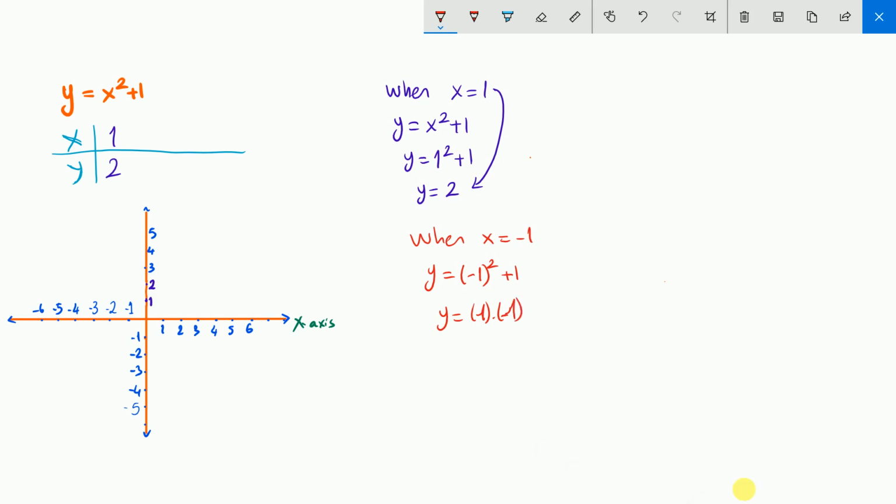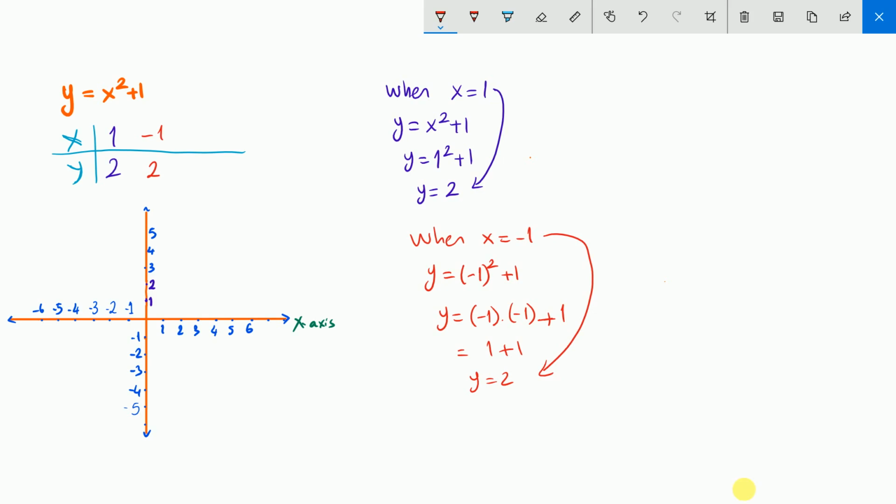Negative 1 times negative 1 will be, let me write nicely. I'm sorry about that. Just a moment. Negative 1 times negative 1 and plus 1. Negative 1 times negative 1 is 1. 1 plus 1, which is 2. When x is negative 1, y will be 2. Let's write this point. When x is negative 1, y is 2 again.